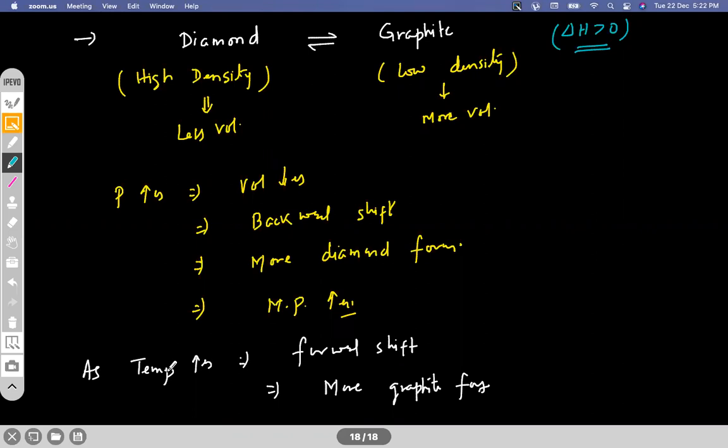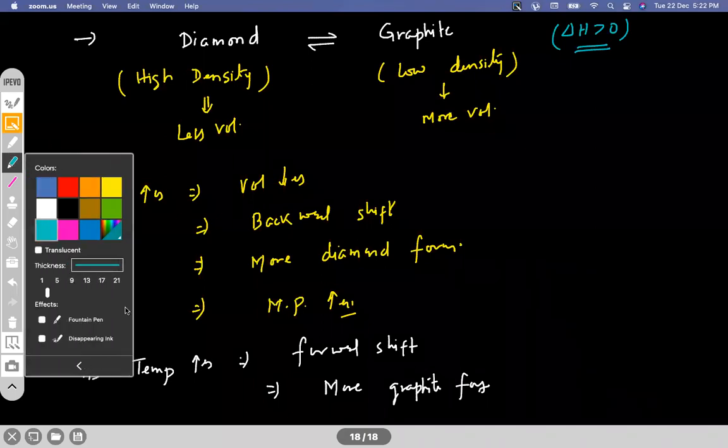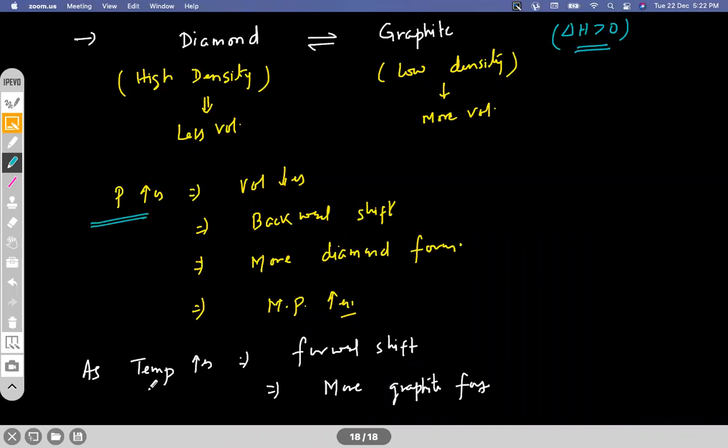So for diamond and graphite, these two conditions you must remember: pressure and temperature, plus it is endothermic. Clear? No doubt? Okay, so this is it for this chapter. Le Chatelier's principle, the last topic we had in this chapter, that we have finished. Now, next we'll start with ionic equilibrium.